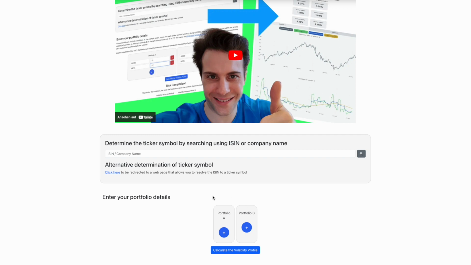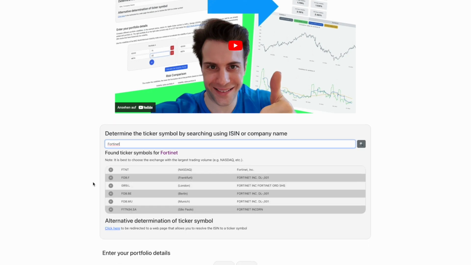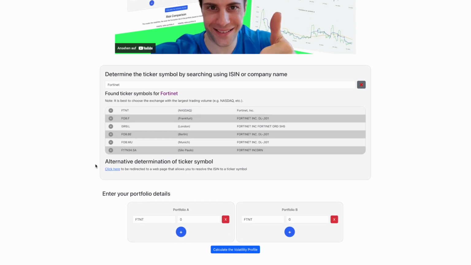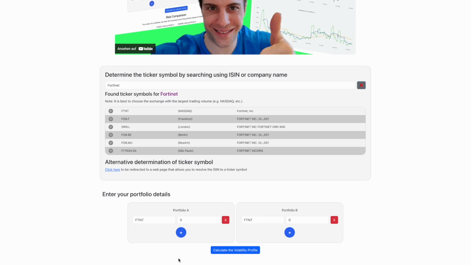In order to do so, we first go ahead and add it to our portfolio. We go into the search mask, enter Fortinet, hit enter, and we get the ticker symbol, which is FTNT, which is traded at the Nasdaq Stock Exchange, which is Fortinet Incorporated. We add this ticker symbol or this position to our portfolio by clicking the plus button. And you can see it did pop up in both portfolios. So we deleted it from portfolio B because we only need it once. And we just add one stock for simplicity.